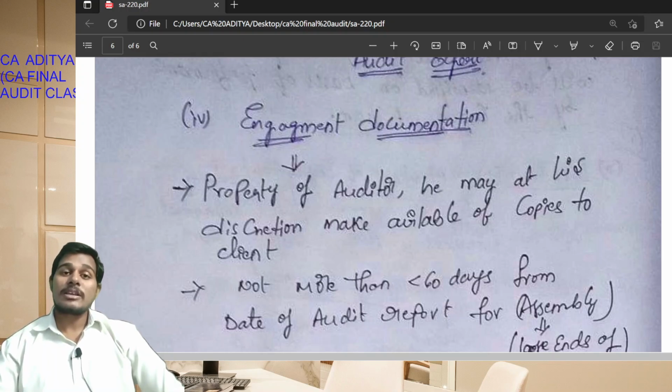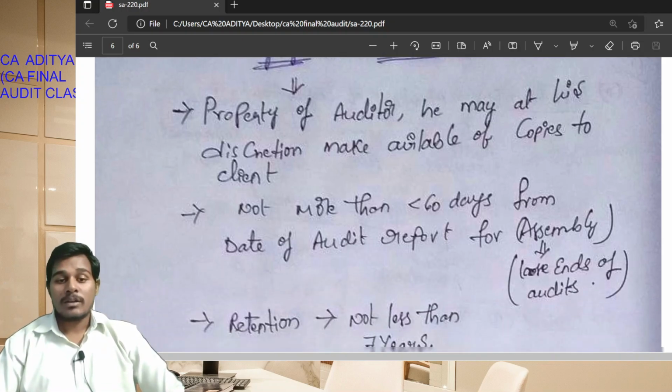See, what is meant by assembly in the case of an audit report? There may be loose ends of work to be done in the next 60 days. The audit report will be issued, but after the audit report has been issued, some small, insignificant works may remain. So a period of less than 60 days from the date of the audit report is given for assembly, that is, completion of those loose ends of work.